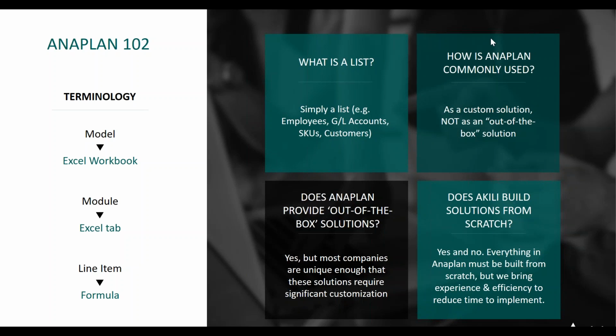Another common question that we get is, how is Anaplan structured? What it does is leverage the concept called lists. So what is a list? It's basically exactly that. It could be a list of employees, a list of general ledger accounts, a list of SKUs and customers, etc. Throughout the model, you'll see how everything functions in a pivot table type view where you can do a drop down on different lists.